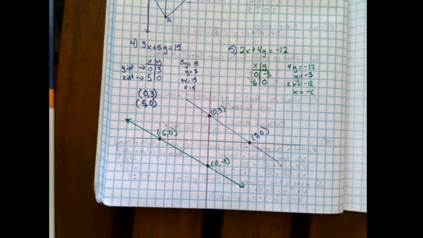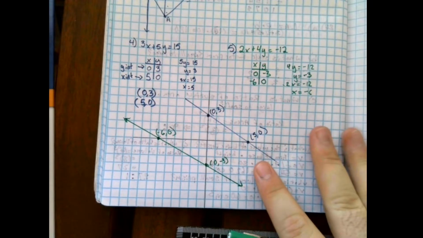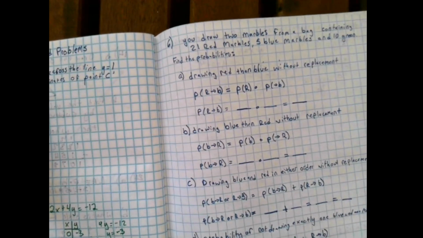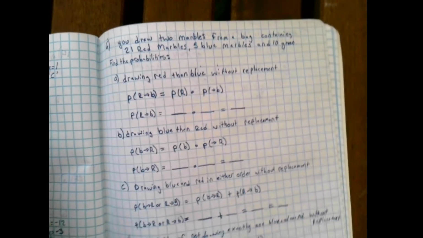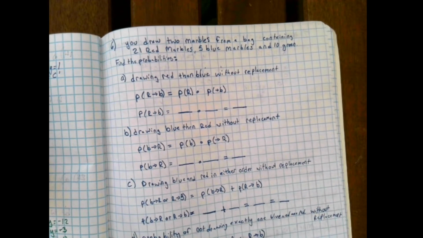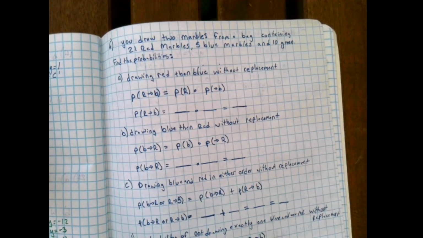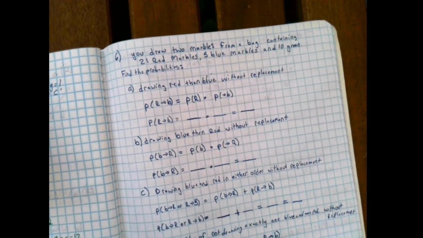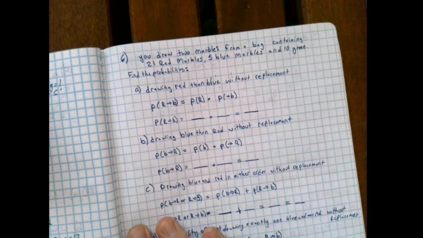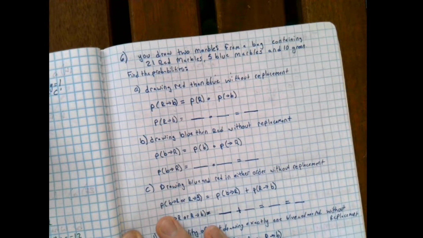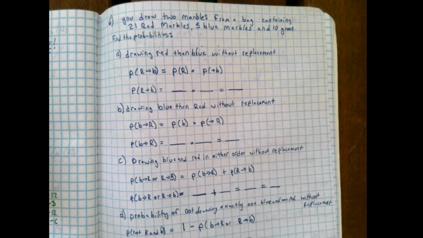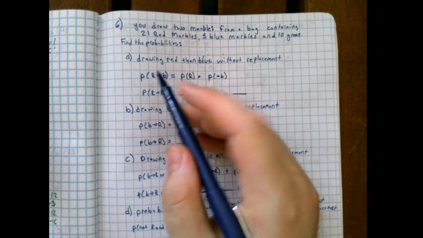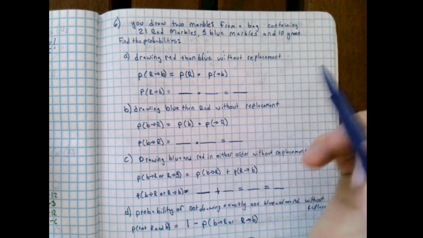The next starred problem is a probability question. It has to do with a bag filled with marbles. Now, the question gives us to start off with that you draw 2 marbles from a bag containing 21 red marbles, 5 blue marbles, and 10 green marbles. Part A says, what is the probability of drawing red and then blue without replacement?